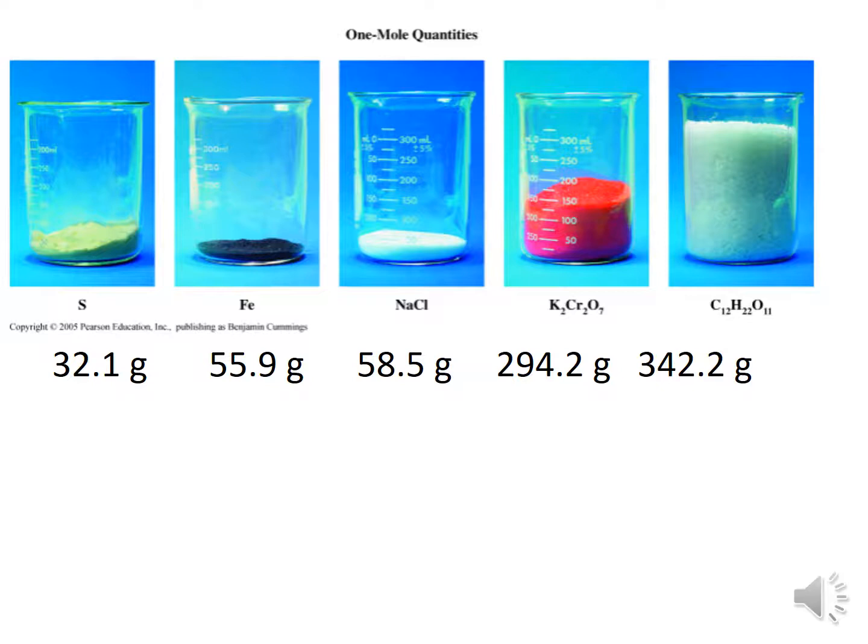Finally, C12H22O11 is the formula of table sugar, sucrose. There are 45 atoms in the formula, and 45 atoms takes up a lot more space than just 1 atom, so we see our sucrose taking up a lot more space than sulfur, but it's 342.2 grams of sucrose in a mole.